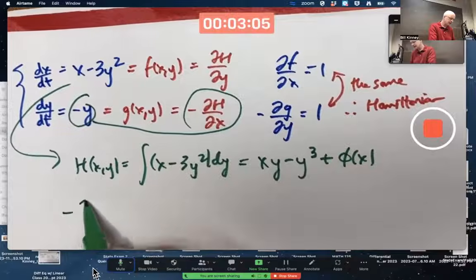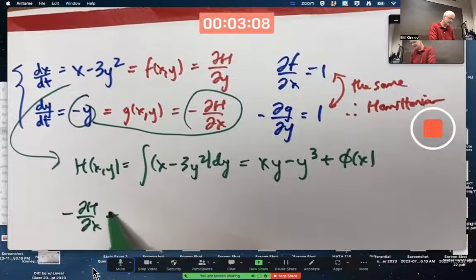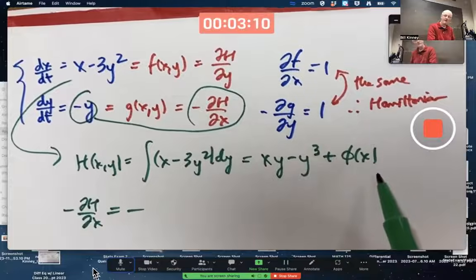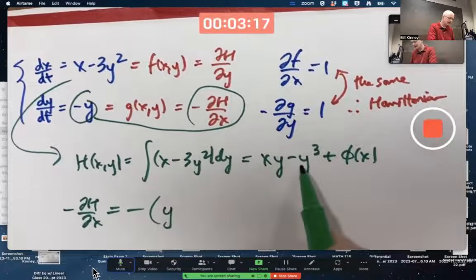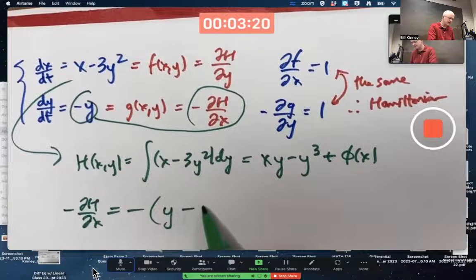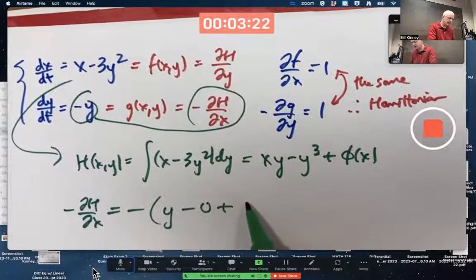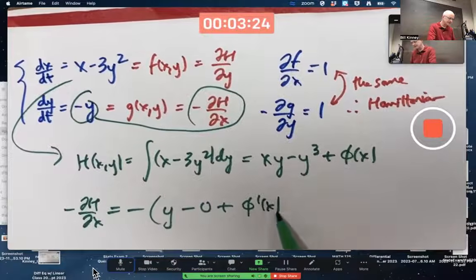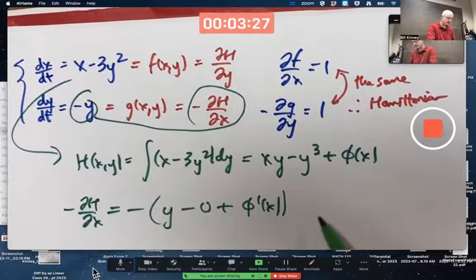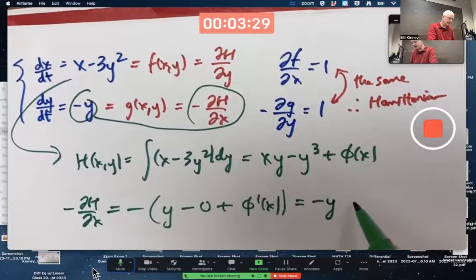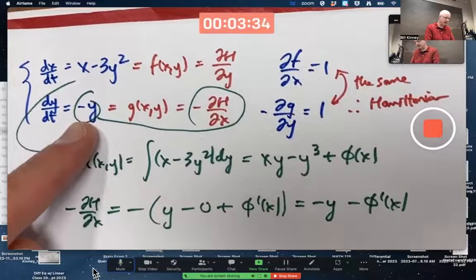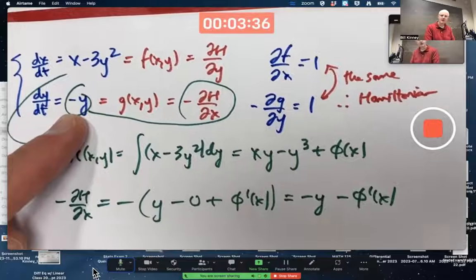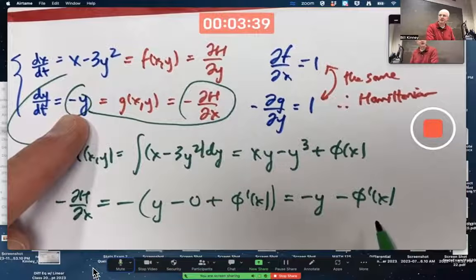So compute the negative of the partial of h with respect to x. Treat y as a constant. Its partial with respect to x is just y. The partial of that one is 0. The partial of phi of x is phi prime of x. Distribute the minus sign through the parentheses, get negative y minus phi prime of x. What do we want? We want this to equal negative y no matter what x is. Well, the only way that's going to happen is if phi prime of x is 0 in this case.